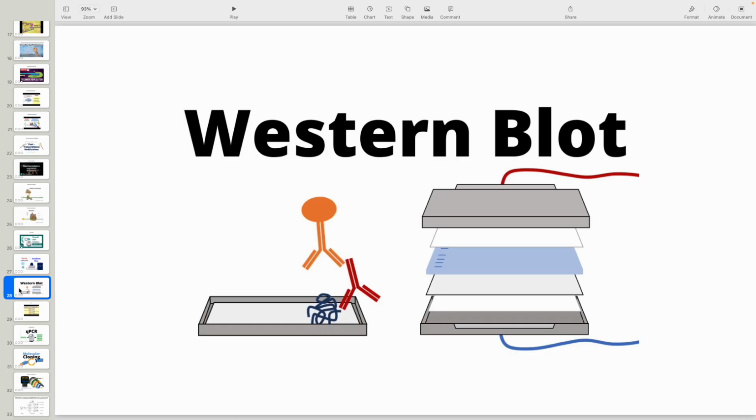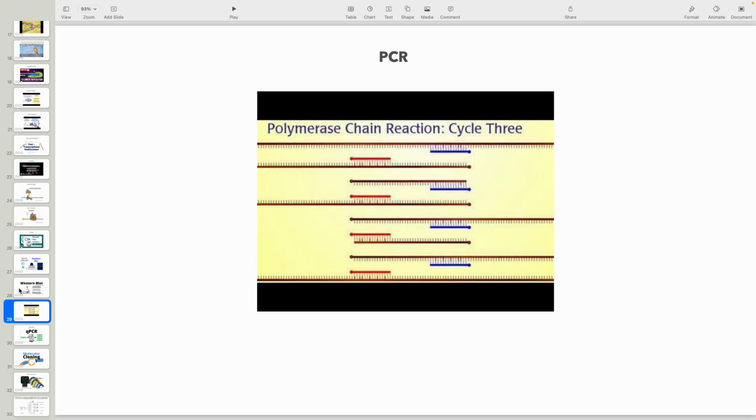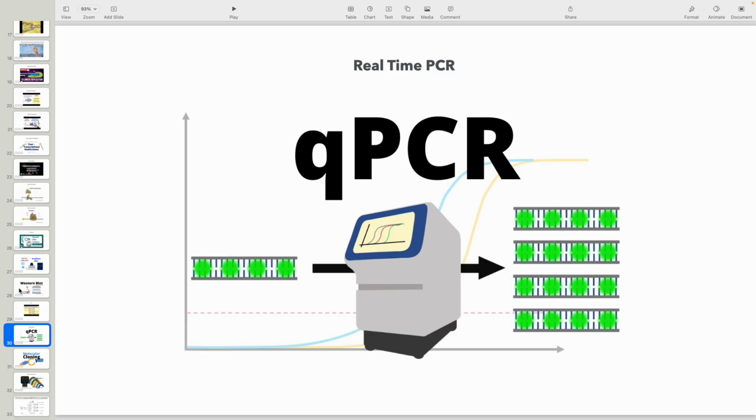Okay, so let's move on. Then we have PCR. We have real-time PCR or quantitative PCR. Yes, ma'am. qPCR.